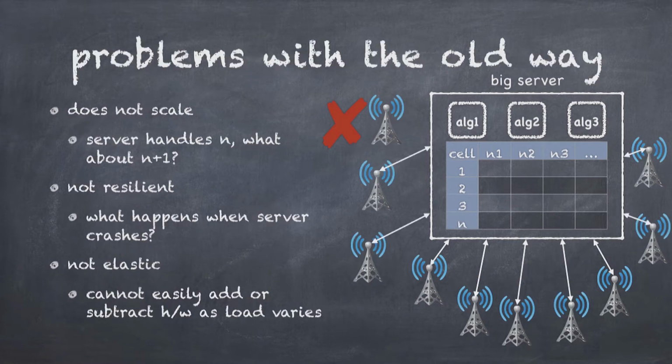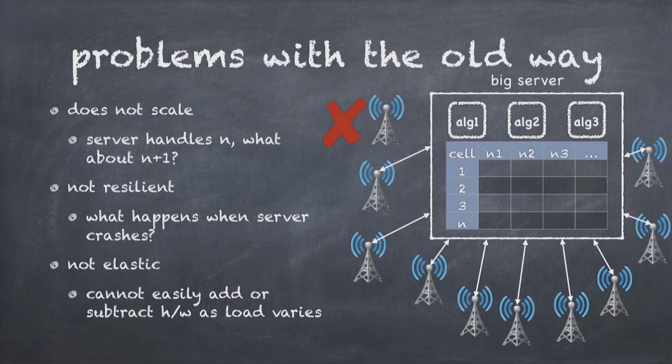Now, what are the problems with that? Quite obviously, it does not scale. So if your big, huge server handles n base stations, what happens with the n plus first? You're a growing carrier, so you're obviously going to be adding more base stations to accommodate your ever-increasing number of users and their ever-increasing demand for higher data rates. So you're going to be adding more base stations, and now this big server doesn't handle it.